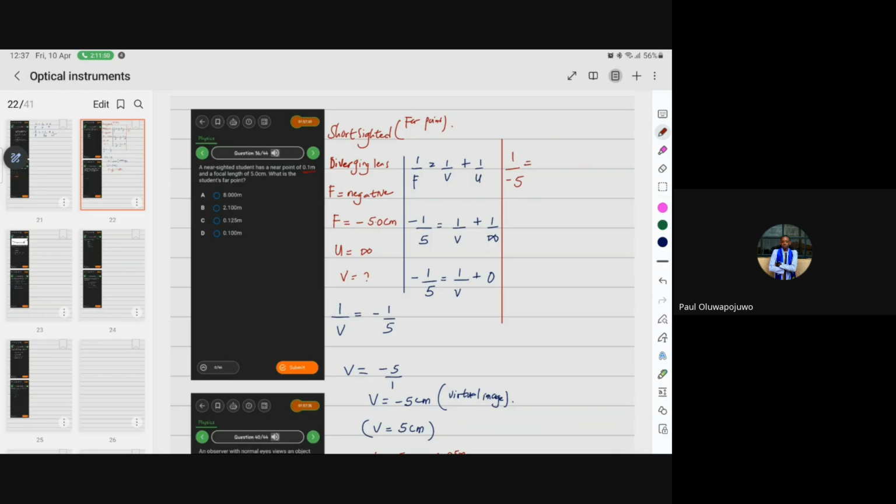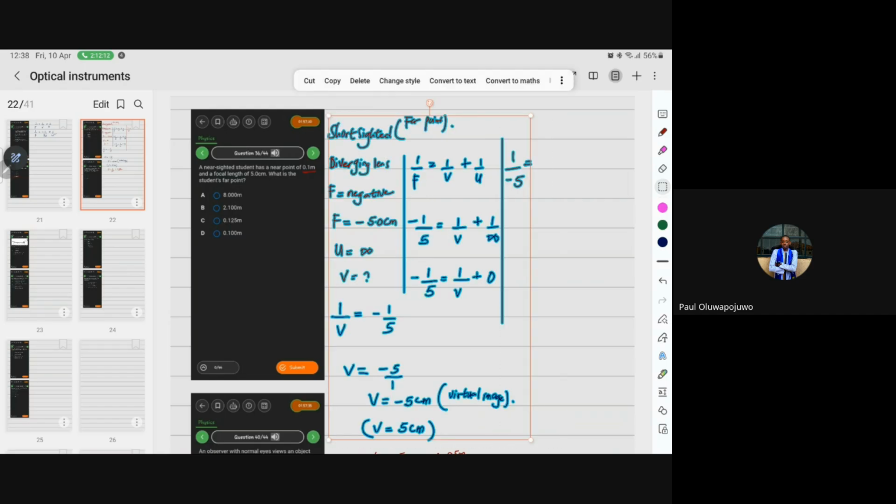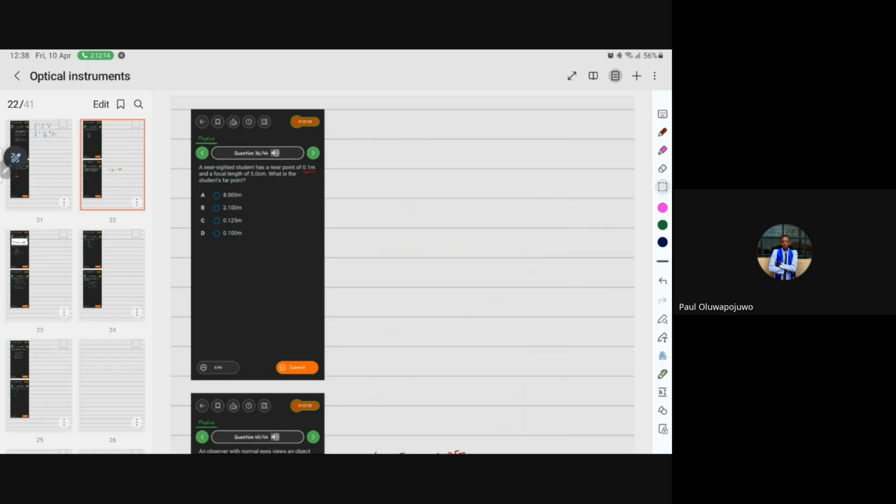So Mesa, where is your 0.1 coming from? My goodness. Some of these problems can be equal to infinity, short-sighted for far point. I think I'm overinterpreting this actually. The near point of 0.1. What is the student's far point?